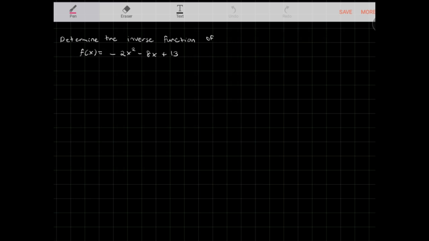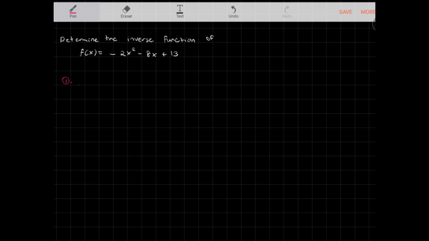Alright, let's say we want to determine the inverse function of f of x is equal to negative 2x squared minus 8x plus 13. Okay, this one isn't so clear-cut because we can notice that this function here is not factorable. So it's going to be very hard for us to isolate for x in this scenario, right? So recall that when we are finding the inverse function, one of the steps is to isolate for x.